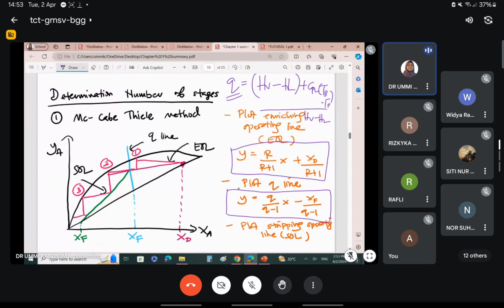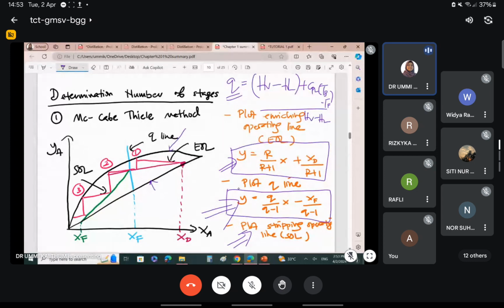Okay, so masukkan dalam Q line punya equation. Q line equation is y equal Q over Q minus 1 x minus XF divided by Q minus 1. So enriching operating line, Q line, and also the stripping operating line. Let's say, tengok diagram ni. Kita ada 45 degree line and then equilibrium line.